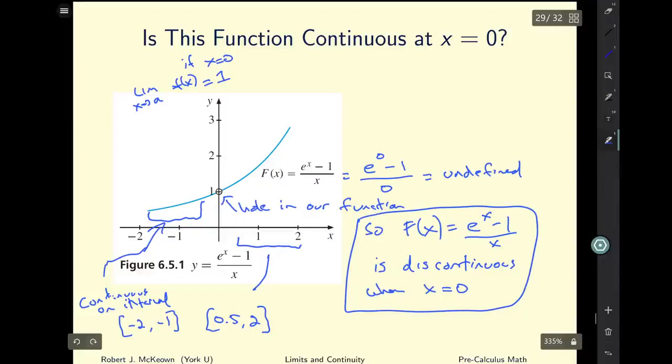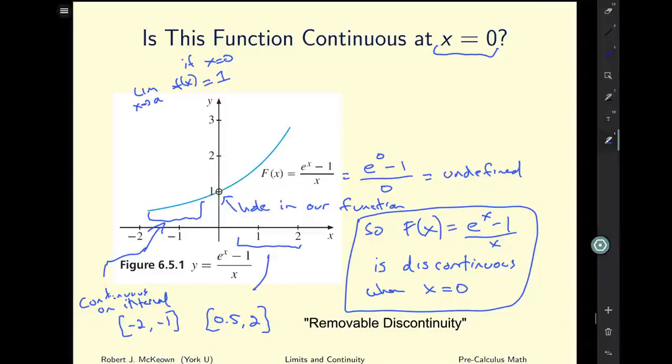And this is a special kind of discontinuity, and it's called a removable discontinuity. What do we mean when we say it's removable? It means that if we replace x equals 0 with its limit, we could turn this into a continuous function. So that's what we mean when we say it's removable. It's a removable discontinuity.